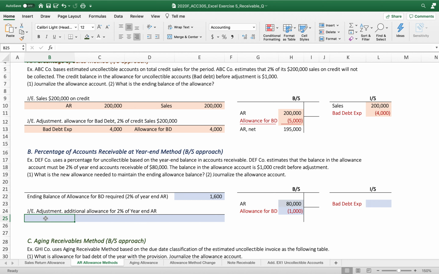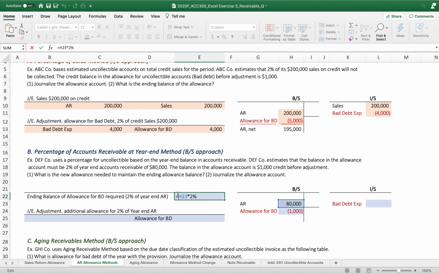So what balance of allowance for bad debt do we need? Do we need more? We should have an allowance for bad debt ending balance of 1,600, but we have only 1,000. Okay, let me show you in this way. So we need 600 more.